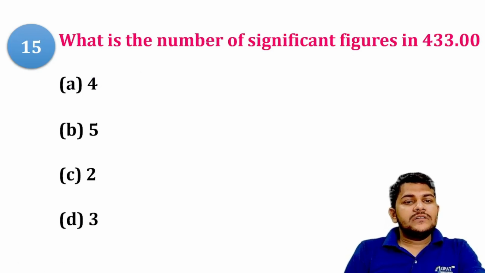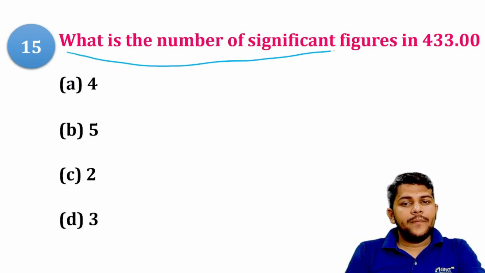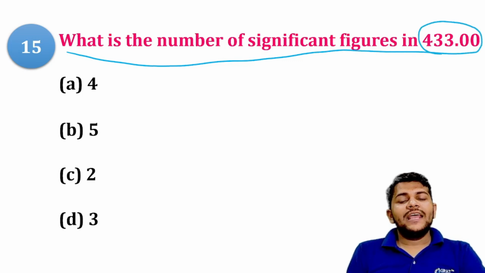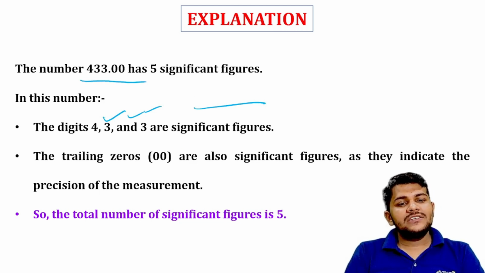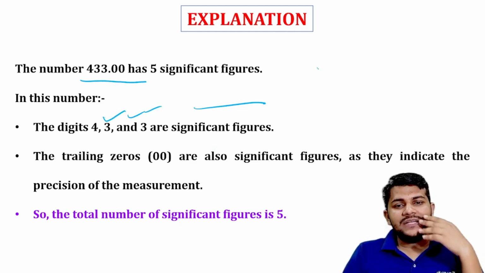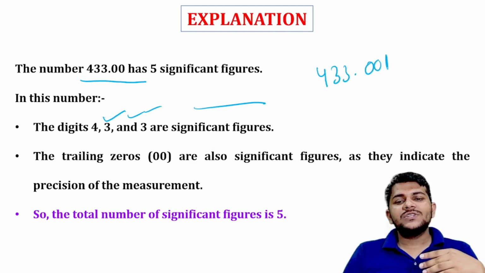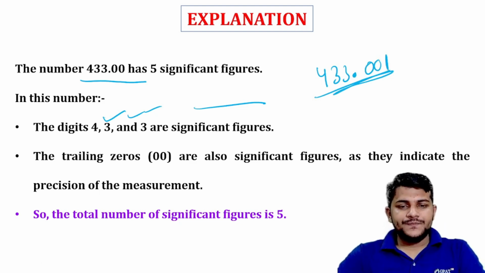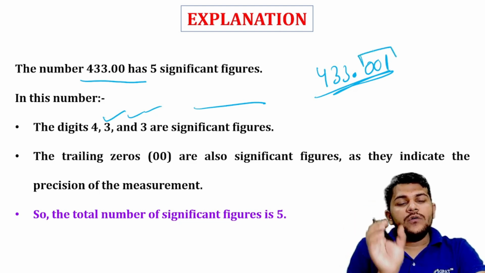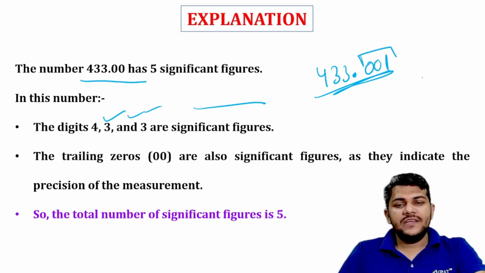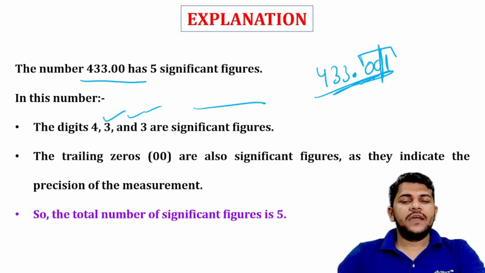Next, what is the significant number, like how many significant figures are in the given figure. It is showing 433.00. So this shows five significant figures. 433 are significant digits, as well as the trailing zeros are also significant, because they indicate the precision of our measurement, like how precise our measurement is, like 433.001. So this is the precision value that we have to follow. So these double zeros are also significant figures.